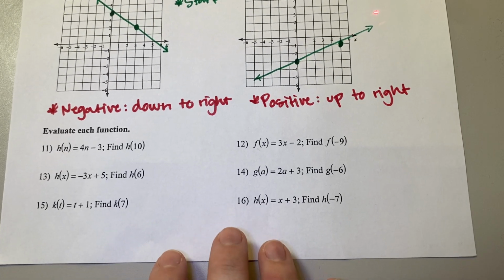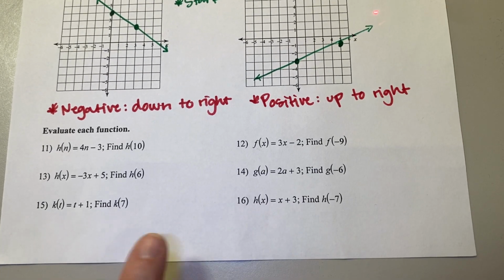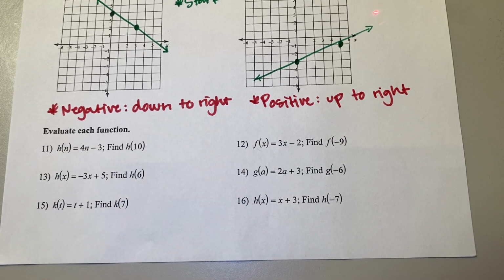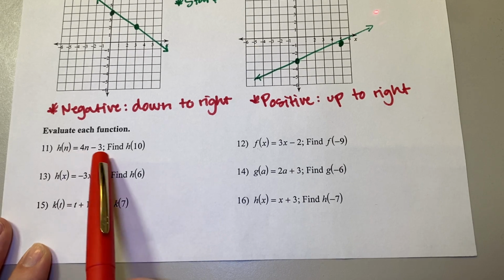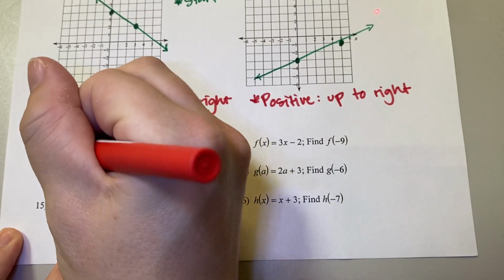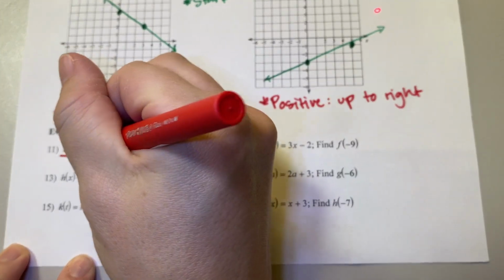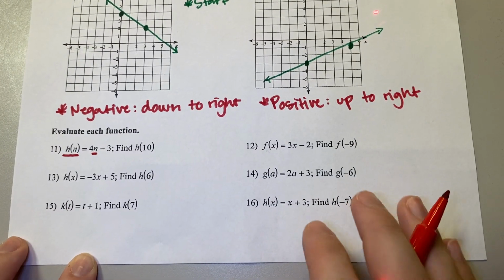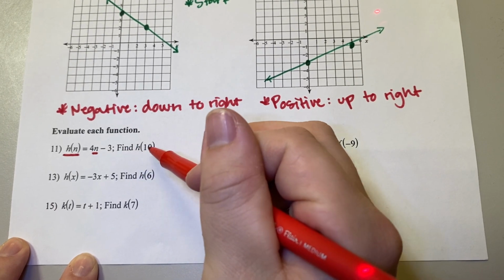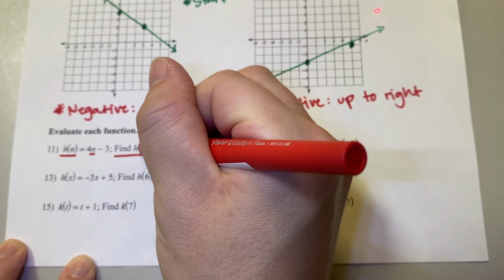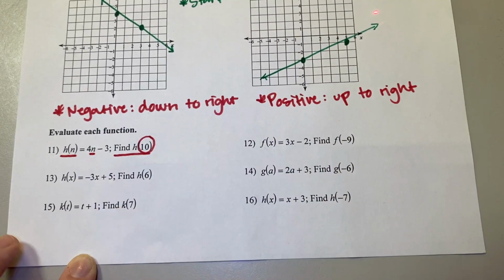Okay, evaluate each function. These are all linear functions because you'll notice that none of them have a squared attached. There's no exponents attached to these guys. So what it means when it says to evaluate this, see how it starts with h of n? We have our variable of n. But then it says find h of 10. So meaning find the function if you were to plug 10 in where your n used to be.